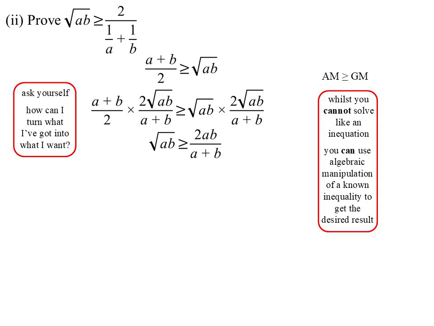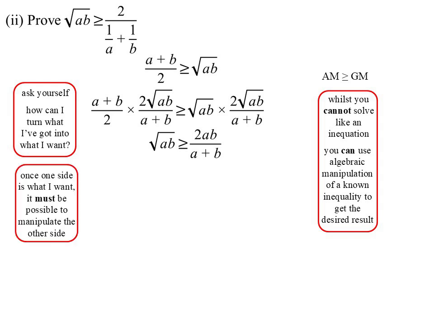Not what I want. But once the left-hand side is what I want, it must be possible to turn the right-hand side into what I want as well. It's got to be possible, if in fact this is a true statement. So how can I turn this into this? So again, I'm looking at what I want. Top of the fraction, I just want 2. I've got 2ab. Oh well, I'll just divide by ab.